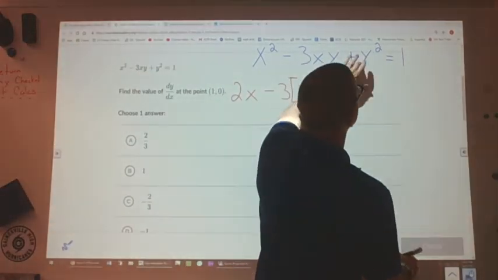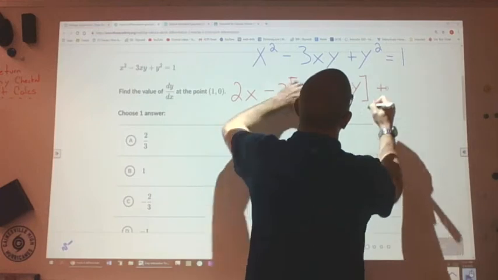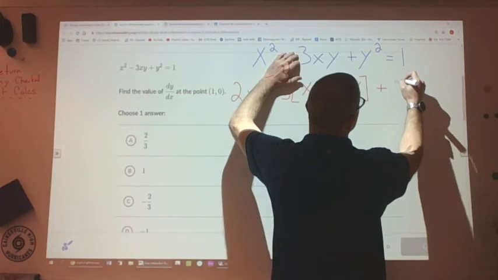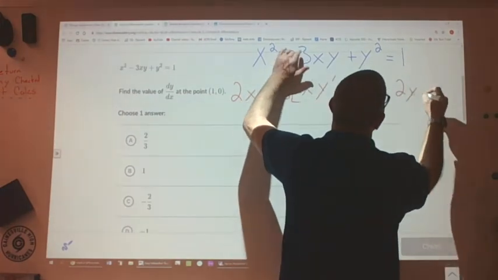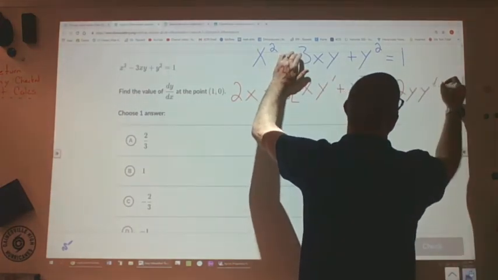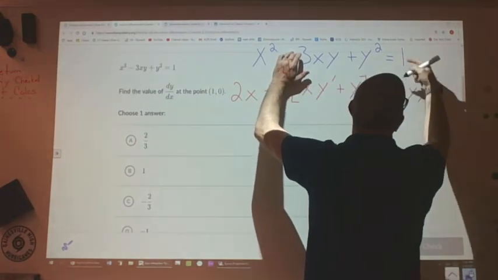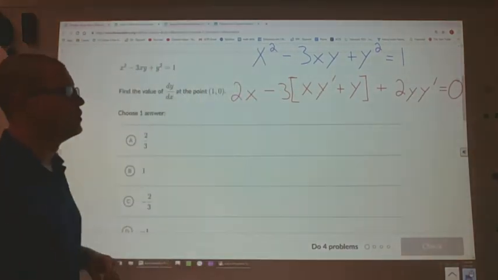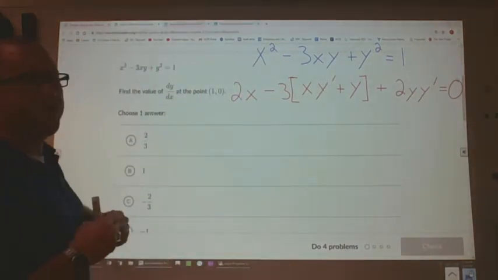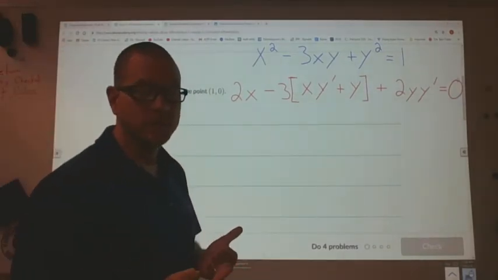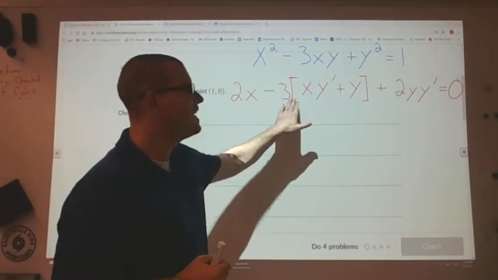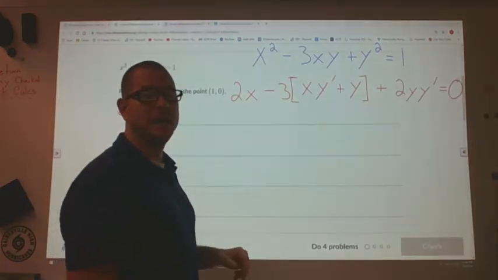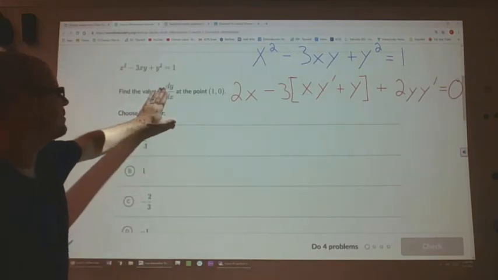And then we move on to our last term here, or last term on the left-hand side, I should say. Y squared, its derivative would be 2y, and then dy dx, which would just be y prime, is equal to the derivative of 1. The derivative of a constant is 0. Now, at this point, we have differentiated the function. But it's kind of a mess. Not really very useful.